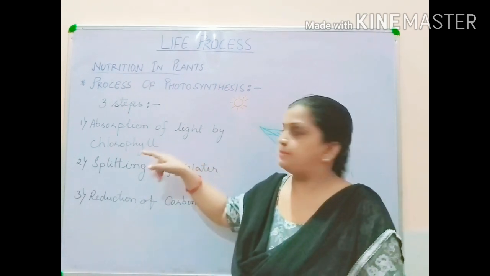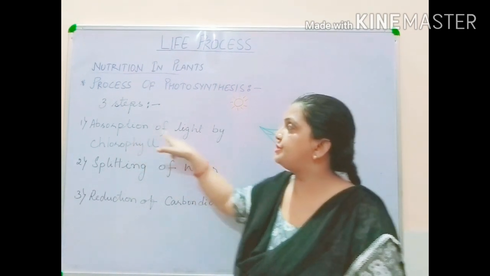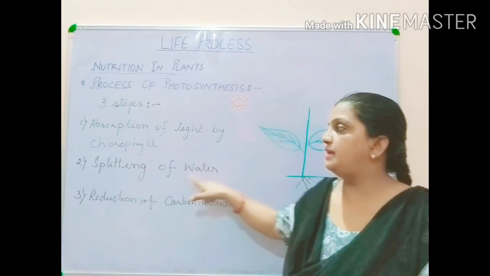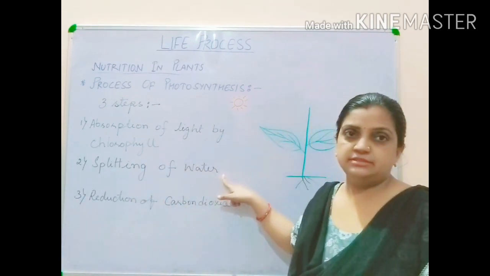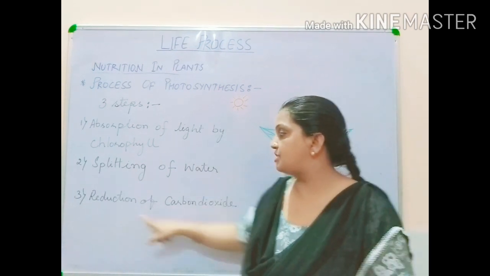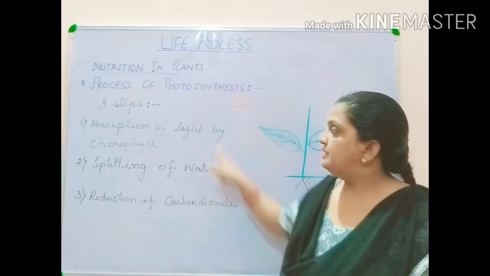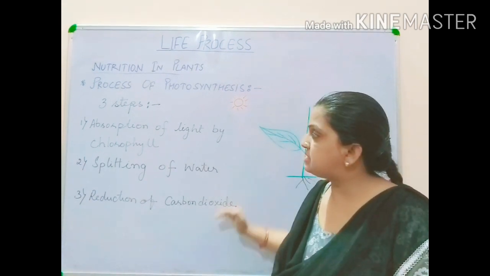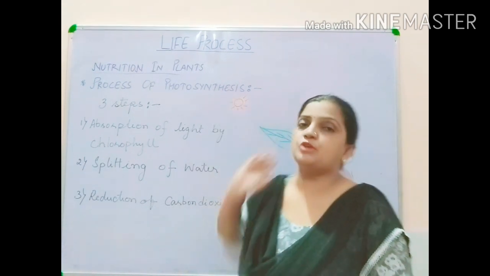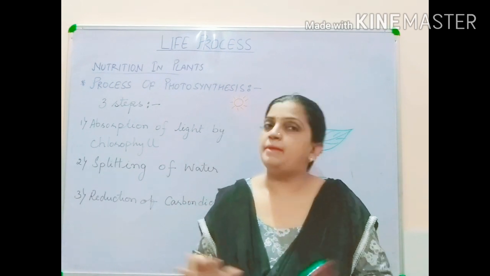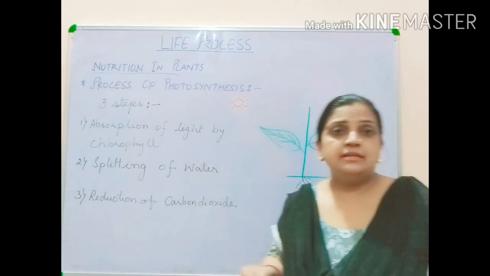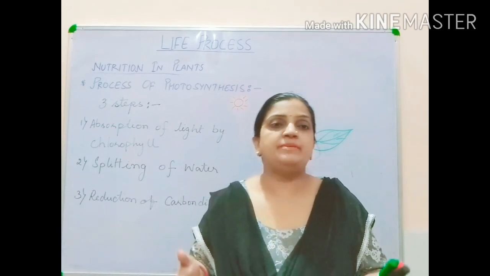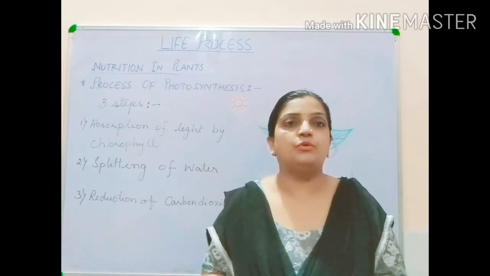Now there are 3 steps. The first step is absorption of light by chlorophyll. The second step is splitting of water. And the third step is reduction of carbon dioxide. Children, these are the 3 steps. And passing through these steps only, your complete process of photosynthesis passes on. Now, passing through these steps, in higher classes, you will be studying it in more description, in more detail.